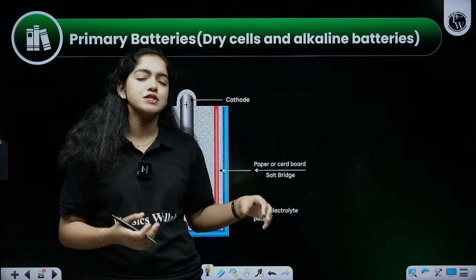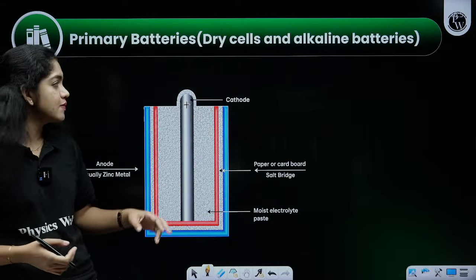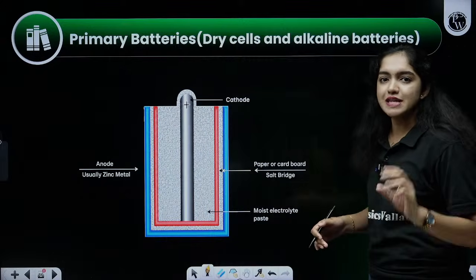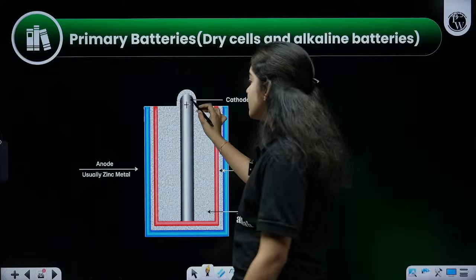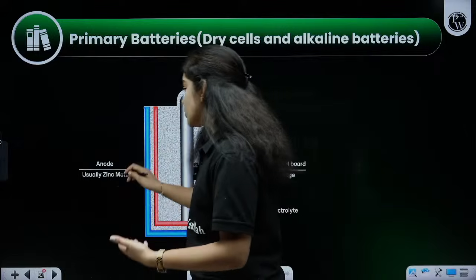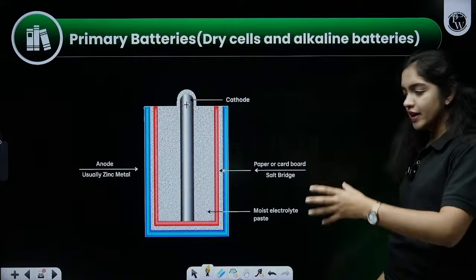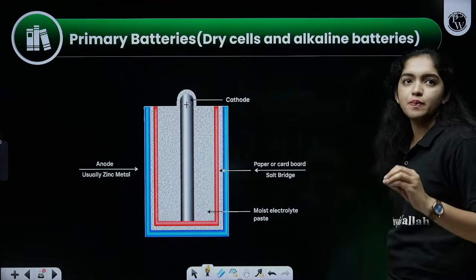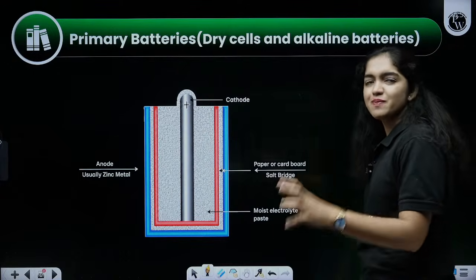The batteries that we use in our watch, toy cars, torch, radios, TV remotes are the examples for primary battery, and you are familiar with this picture, right? That we use in our radios and TV remotes, AC remotes. So this is the construction. Here, a cathode will be there and the cathode is positively charged and an anode is there. Anode is usually zinc metal, with a zinc covering, and inside that covering, we will be coating it with moist electrolyte paste. A moist electrolyte paste will be filled in that battery, okay?